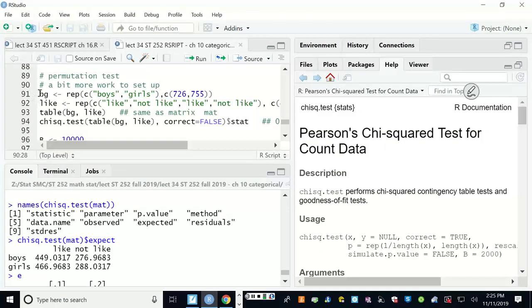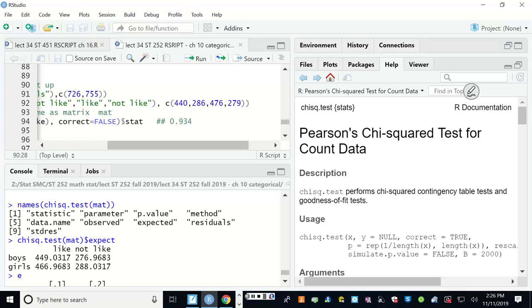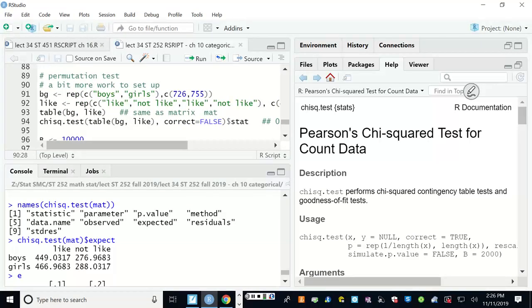Well, let's set up a variable called boys and girls. This little rep, or repetition, is a convenient way of working in R. It's going to repeat boys 726 times and girls 755 times. Big long vector there. And I'm going to set up another variable called like. It's either going to be like or not like, and it's going to repeat the number of times that happens in the table. So among the boys, there's 440 likes and 286 not likes. And then among the girls, there's that number.